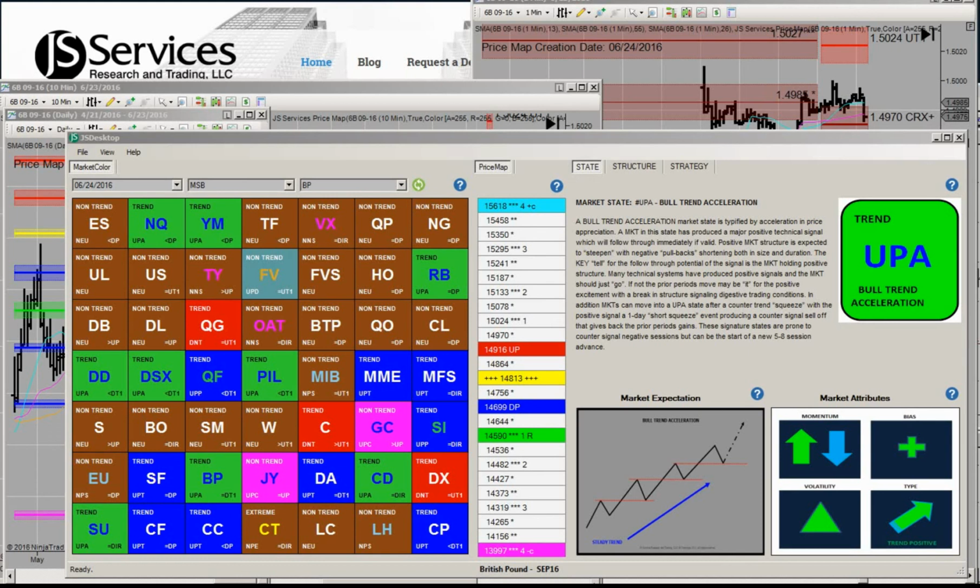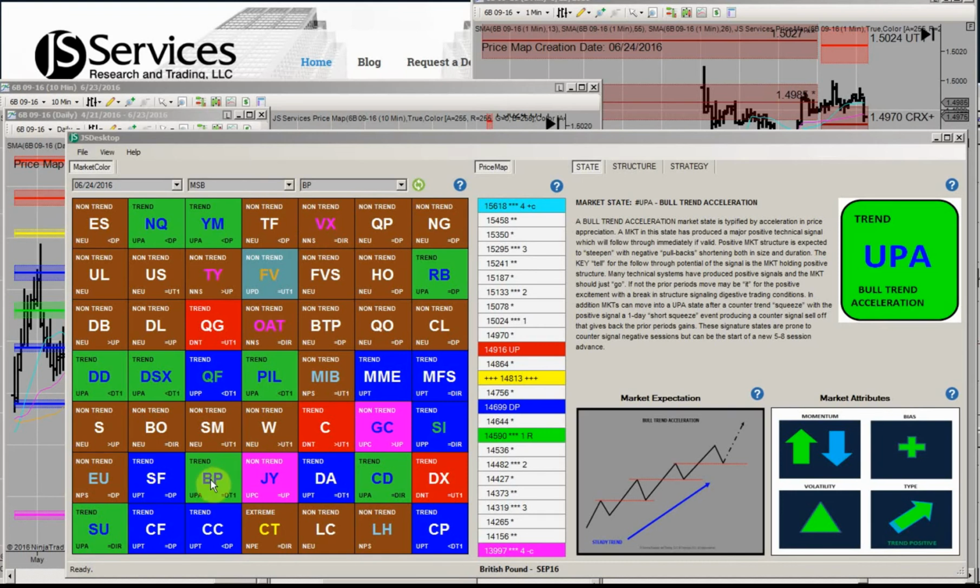Hello, today is June 25th, 2016. We just had the Brexit event on the 24th. I want to go over market structure, both the daily structure and long-term monthly structure, and show how that provided clarity during the event.